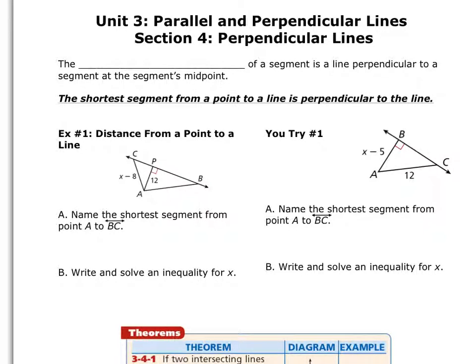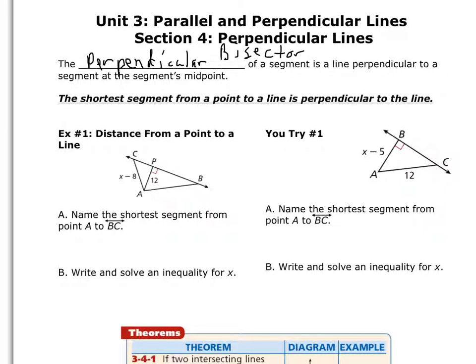Okay, so the first thing I need you to know is at the very top you have a definition that you need to write down. It says the perpendicular bisector of a segment is a line perpendicular to a segment at the segment's midpoint. Perpendicular bisector is that term.